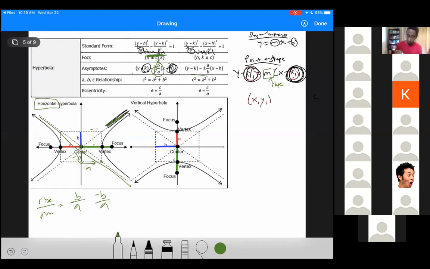For the vertical hyperbola, let's say you're finding that slant asymptote there. Now when you do rise over run, since this is the next point over here on this, you will be rising. That would be your a now. And your run would be b. So it would be a over b. And similarly, negative a over b for the other one. So that's why for the vertical it says a over b. Okay?